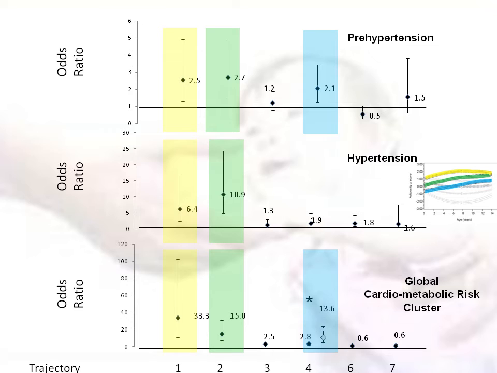A subtle but, I think, very interesting and important nuance is shown here in the red circle. You can see that here in the red circle there was a sex by trajectory interaction on the outcome of cardiometabolic risk. And what we saw was that, in fact, the dominant effect of this trajectory was only seen in males, which I think is very important to note.